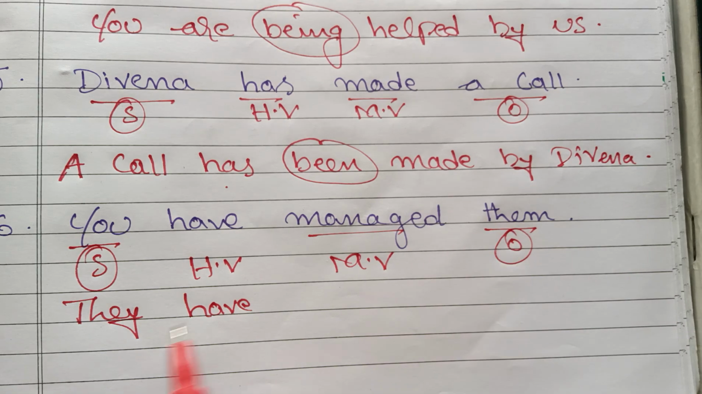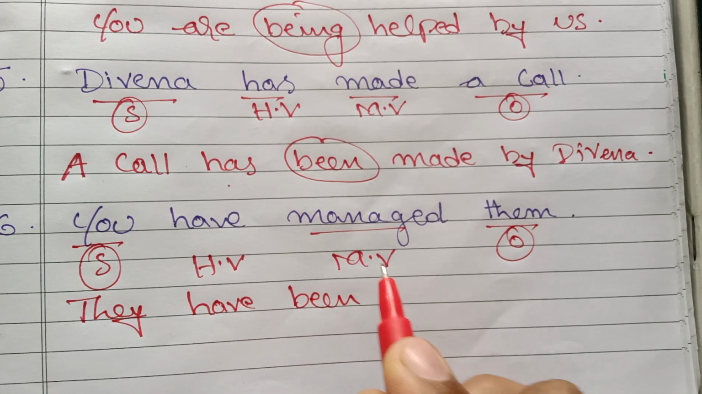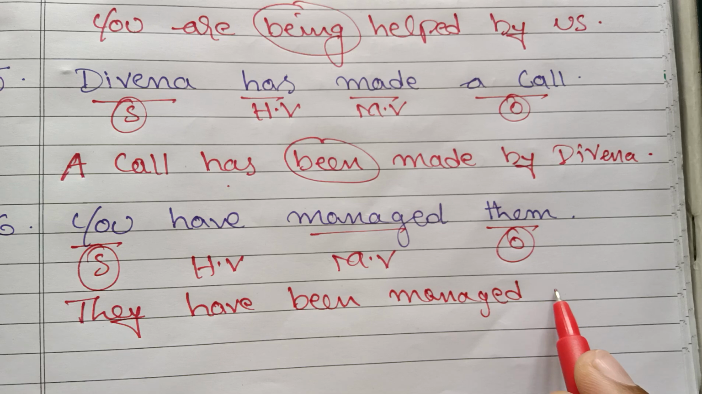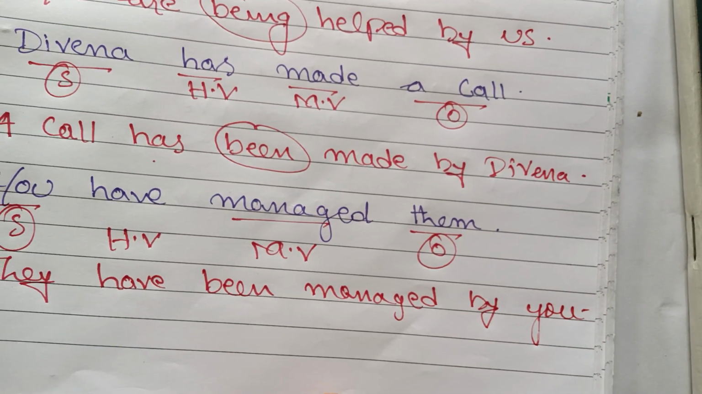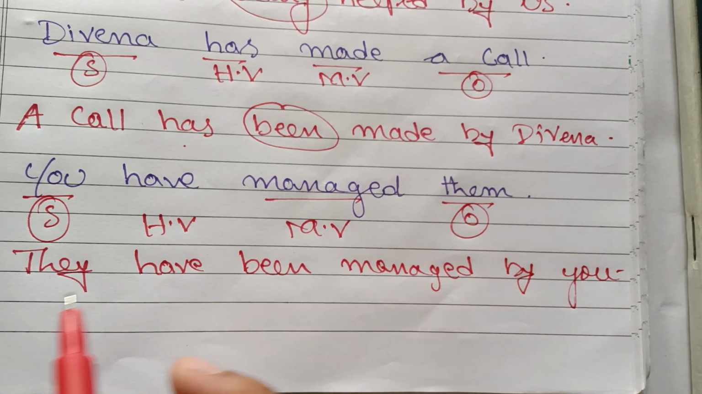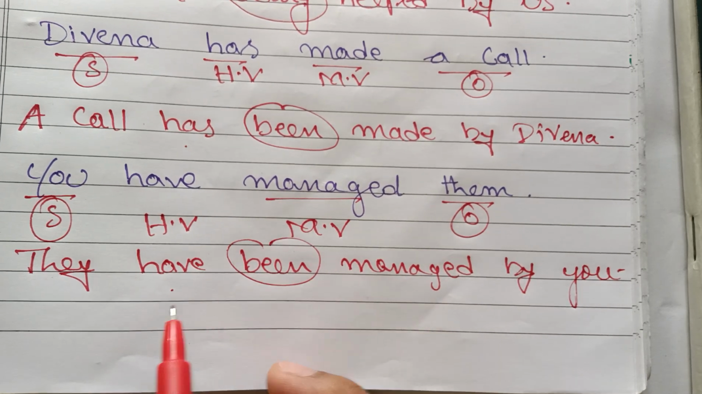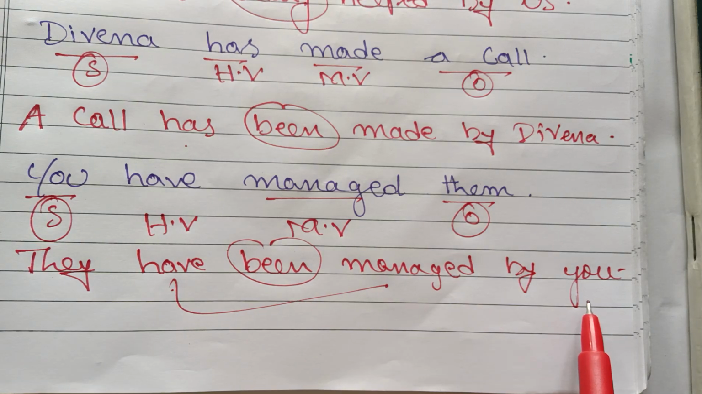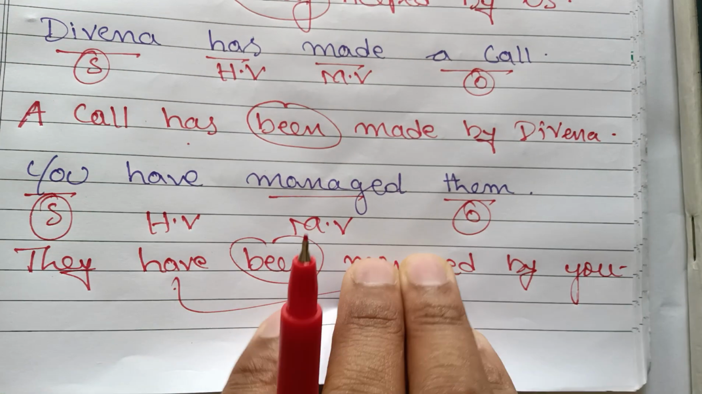Now "them" will become "they", "have", use "been", and the third form of manage, "managed by". "You" will become "you" only. So for "you" there is no change. So the object became the subject, "they have", use the "been" form between this, and use "by". Here the subject became the object, and "you" will become "you" only. So already we have done with the basic three tenses.